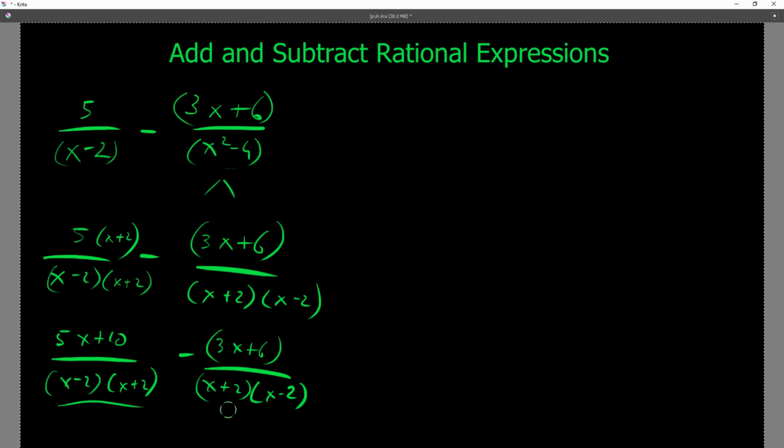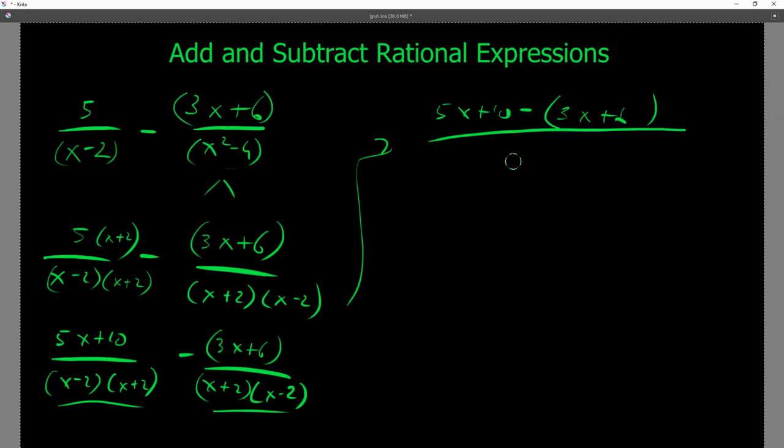Okay. Since the bottom's the same, I can put them all together. So now I have 5x plus 10 minus, and be careful with your sign here, put parentheses around it if you're subtracting. So x plus 2, x minus 2. All right, so I have 5x minus 3x, I have 2x, and I have 10 minus 6, which gives you 4.